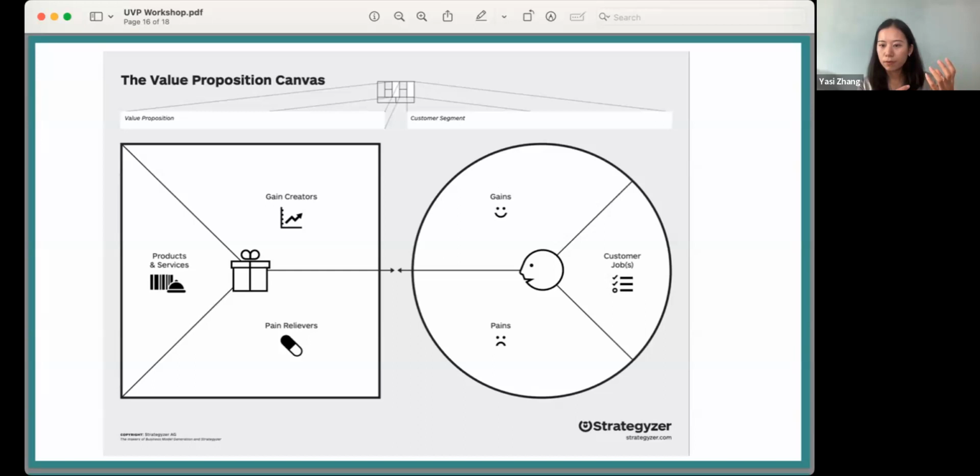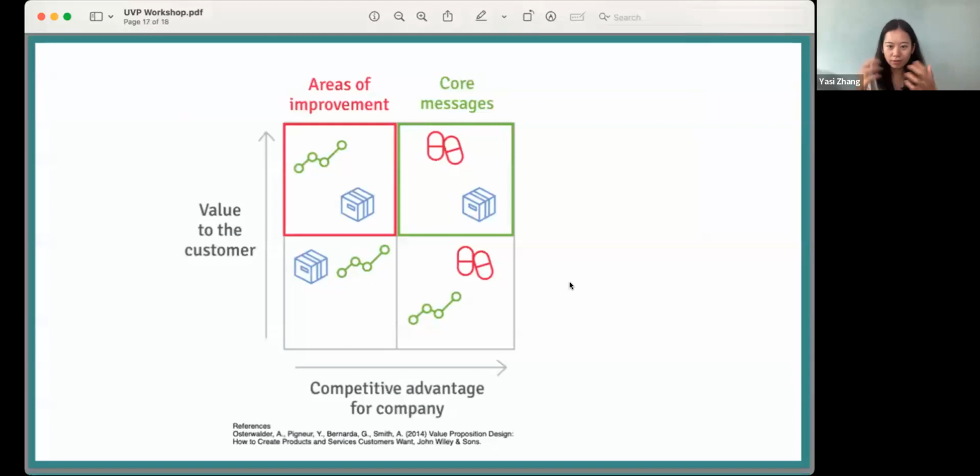Then you need to run a lot of marketing activities to communicate to people about your pain relievers with your product and services, because you cannot choose either or. You can choose pain reliever or gain creator, but you cannot not talk about your products, right? You have to talk about this is your product and this is the benefit you are delivering. So it's the products and services plus your pain relievers.